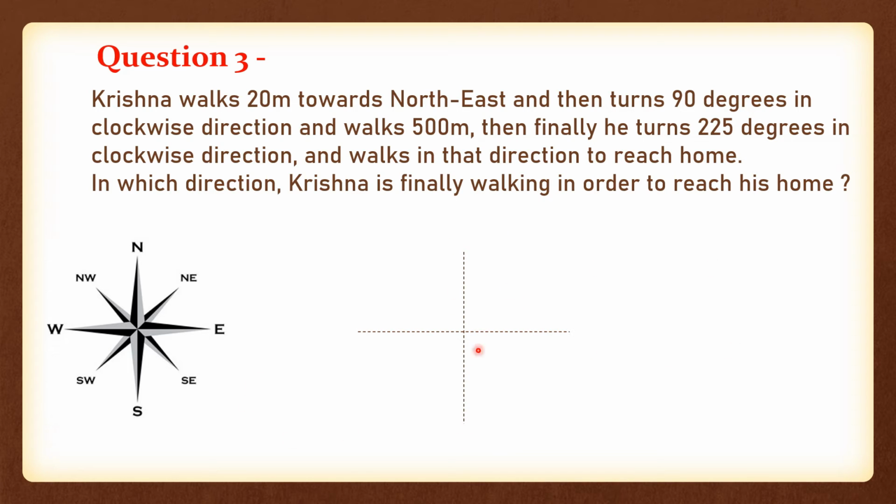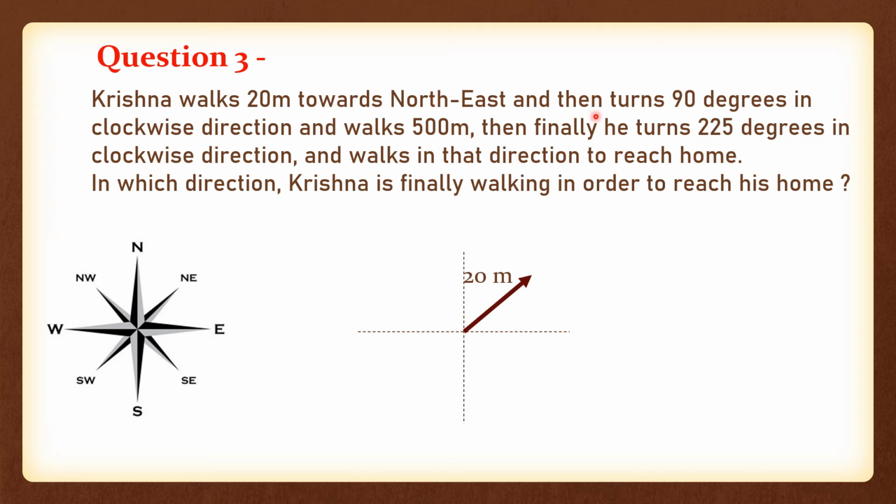So this is the north and south, east and west, according to this reference compass. Now you need to move towards the northeast direction and walk 20 meters. So let us move to the northeast and walk 20 meters, correct? Everybody understood this, I hope.